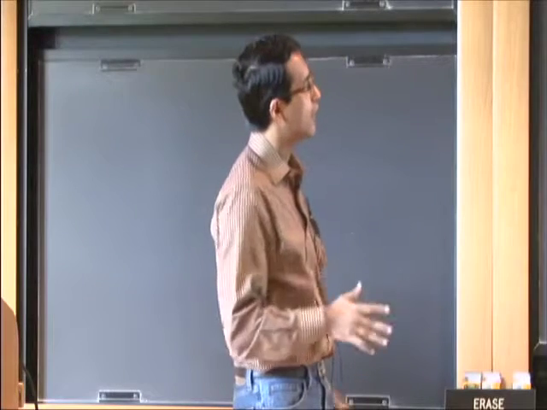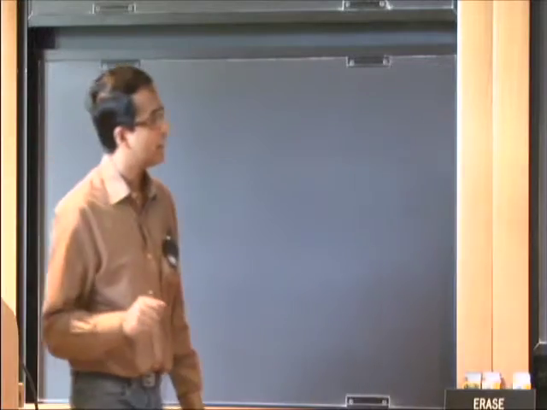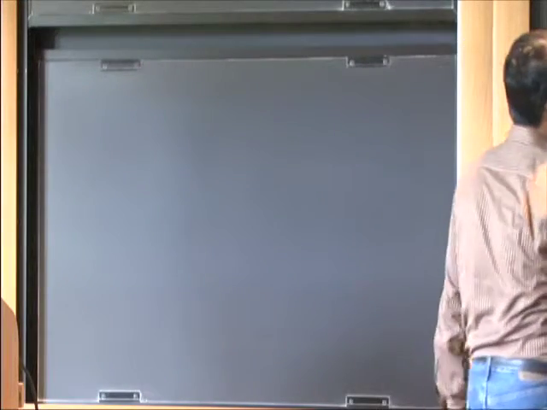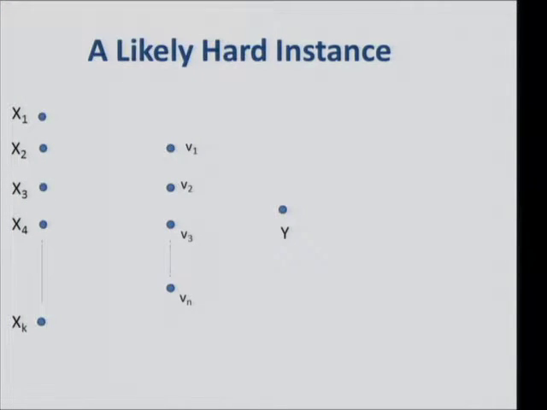So why does it look hard? Let me try to convince you. Let's take a very special case of this problem, where you have a special set of vertices, which we will call x and then v. Edges here will form just a bipartite graph. And again, you will have a bipartite graph connecting the special vertex y to vertices in the group v.